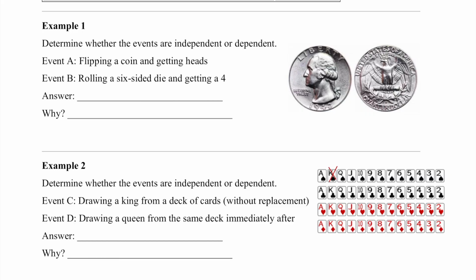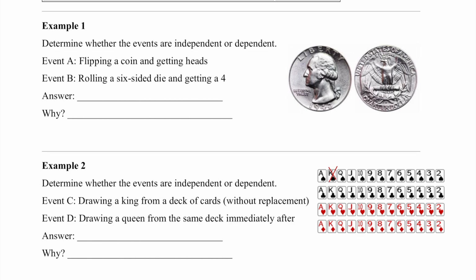Let's work through our first example together. Event A is flipping a coin and getting heads. Event B is rolling a six-sided die and getting a 4. Take a moment and think about it. Are these events independent or dependent? Pause the video if you'd like to decide before we continue.